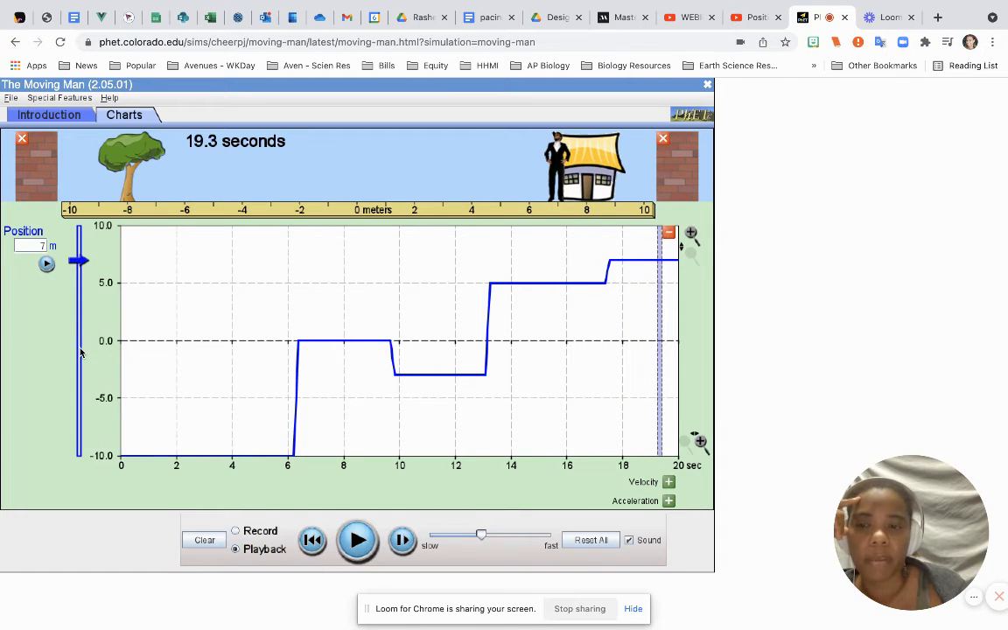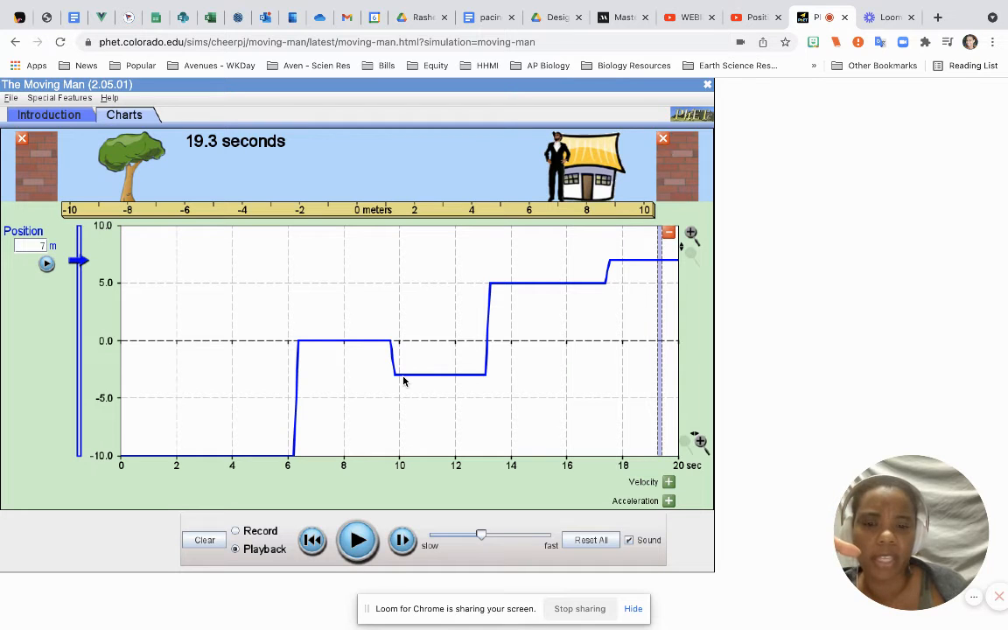So when we have a position versus time graph and we have the line is flat, what's happening with the motion of the person? When the line goes up, is the person moving forward? Or are they moving backward? When the line goes down, is the person moving forward? Are they moving backward?